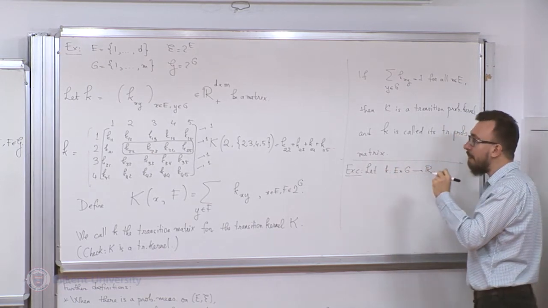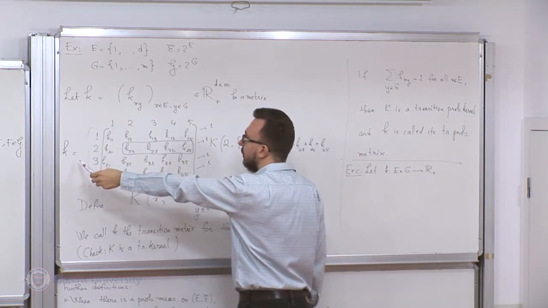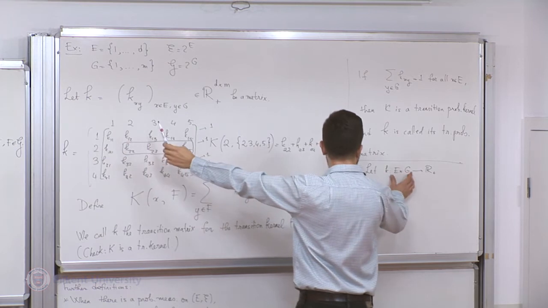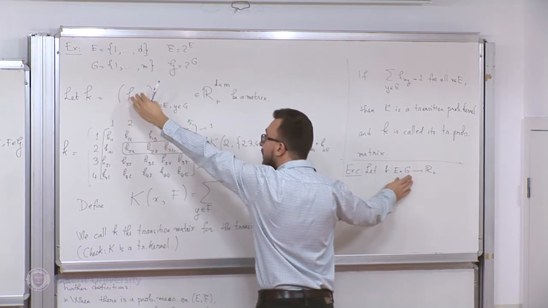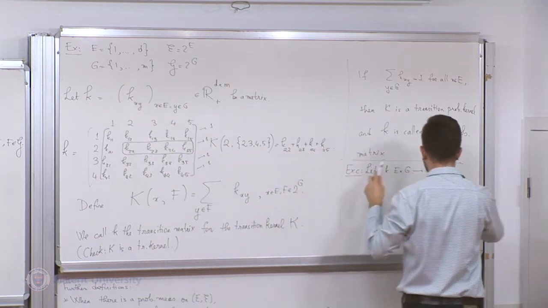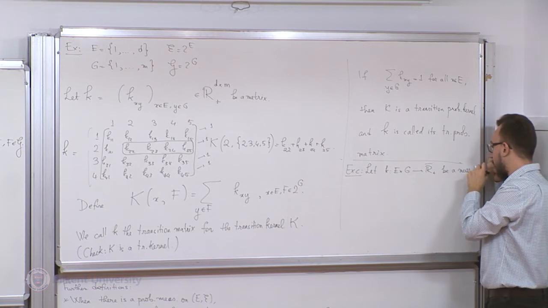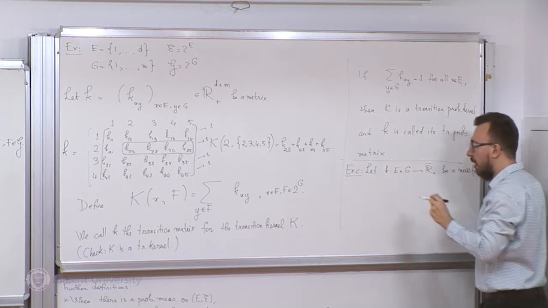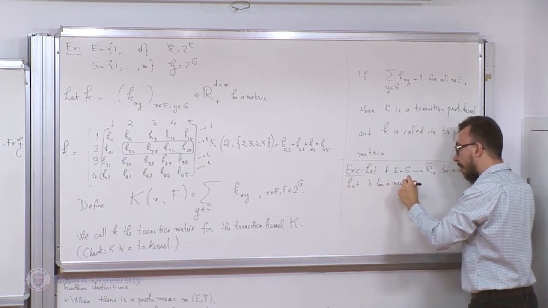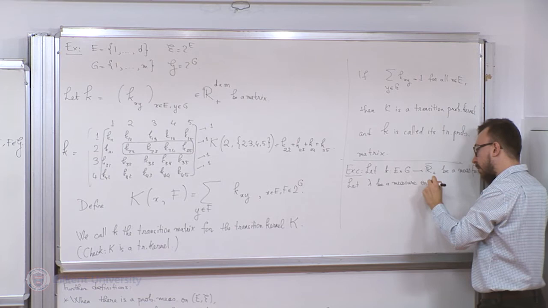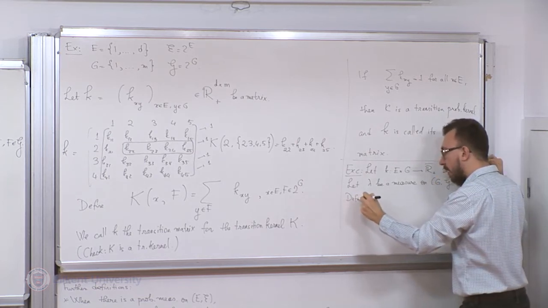So now I'm going to mimic this example. I'm going to pass to a function from a matrix, okay? If I have general state spaces, E and G, not finite, I cannot see it as a matrix, but this is nothing but a function, right? Let k be a measurable function, and let lambda be a measure on the second space.